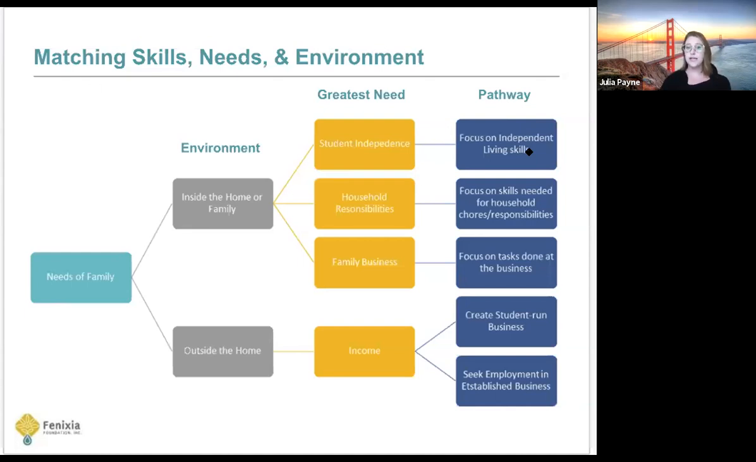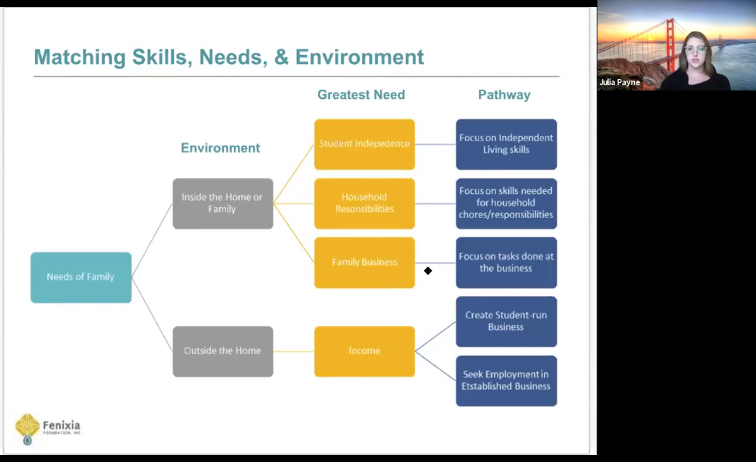But you might expand that onto household responsibilities, looking at, hey, are there chores? Are there responsibilities that need to be done at home? Like our student Diego, who was helping out with childcare. He moved on from that independence into actually helping out his household. And that eventually went on to an income-building activity as well. Those family businesses, I know there's going to be some students where there's already a business that the family has, and maybe it would be really great that they focus on learning what tasks are done at that business.